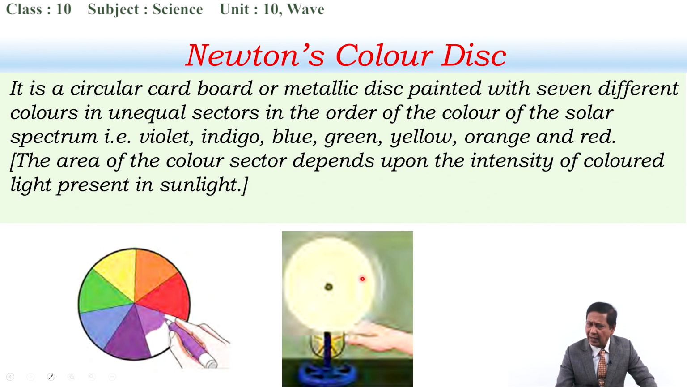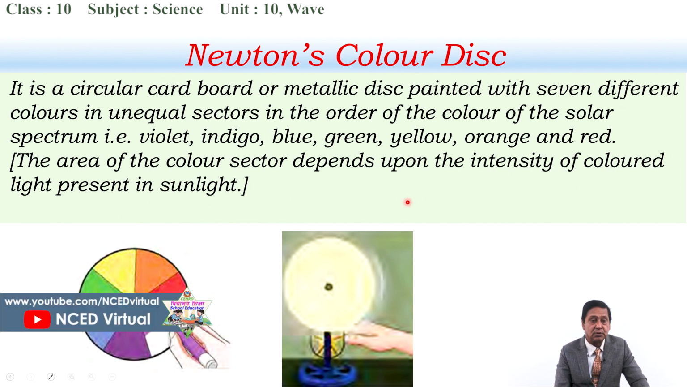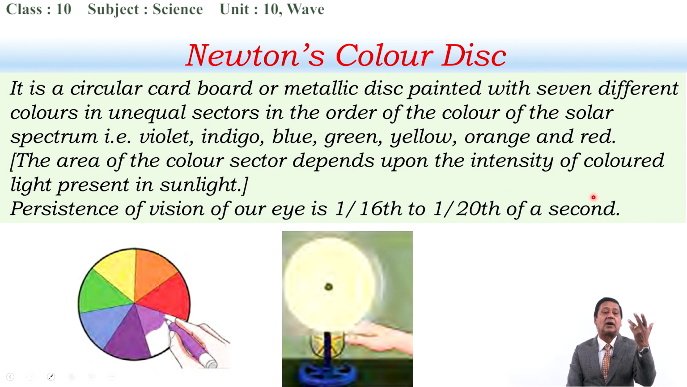But sometimes a little grayish appearance is seen. This is because of the impure color which we use to paint on this disc. Because of the impurity of the color, sometimes it appears a little gray, otherwise the Newton's disc appears white. It proves that white light is made up of 7 different colored light. This way we can prove it by the use of Newton's color disc. Why do we have to remember this? Persistence of vision of our eye is 1/16th to 1/20th of a second.